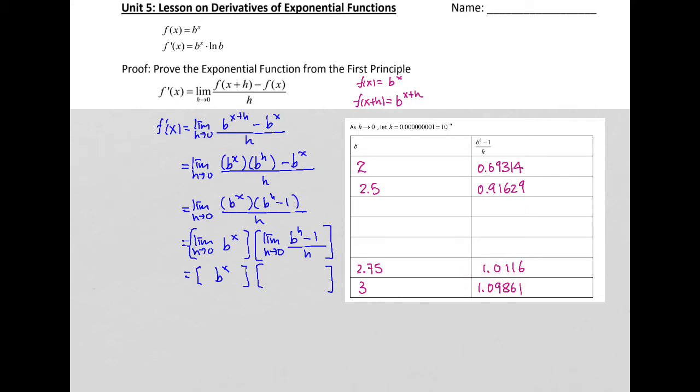That means it's very close to 1. So the next number I'm going to try will be 2.7. When I put 2.7 on the calculator, I get 0.99325. That means this is a very good guess. Let's take another guess now. In between 2.7 and 2.75, I will choose 2.725. Let's try 2.725, and you get 1.00246. As you can see, it's getting very close to 1.